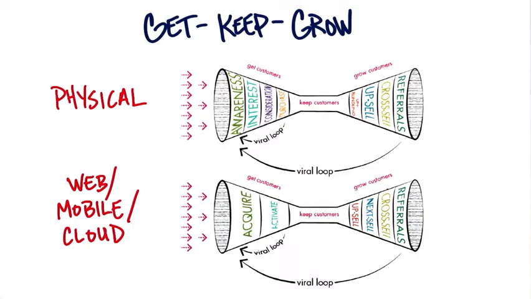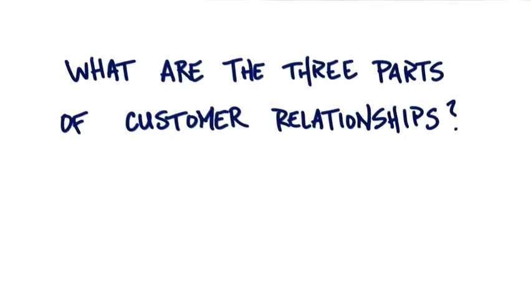It just allows you to understand how do customers get into our company, how do we get them, how do we keep them, and how do we grow them. And so let's look at both of these, get, keep, and grow for physical and web mobile channels in a little more detail. So to recap, what are the 3 parts of customer relationships?